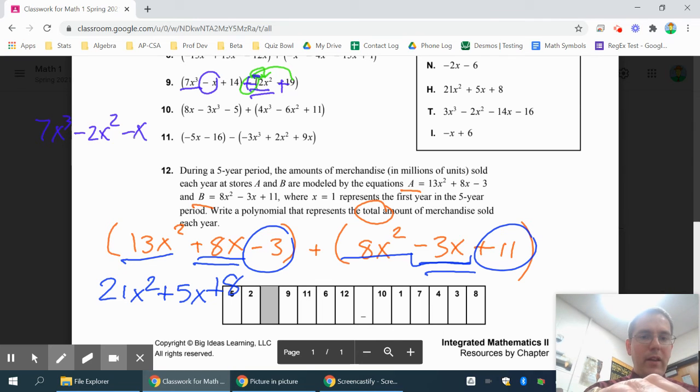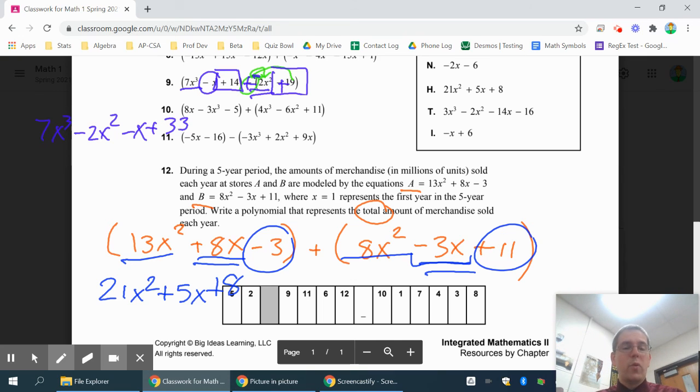And then last but not least, I have plain numbers with no variables. So I have a plus 14 and a plus 19. I finally have something that matches up, that are like terms. So you can add those together, and that gives you a, let's see, 14 plus 19 is 33, I believe. And that should be your final answer.